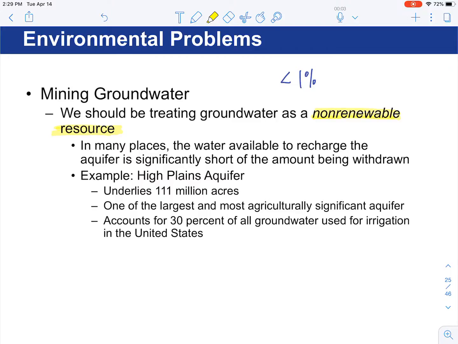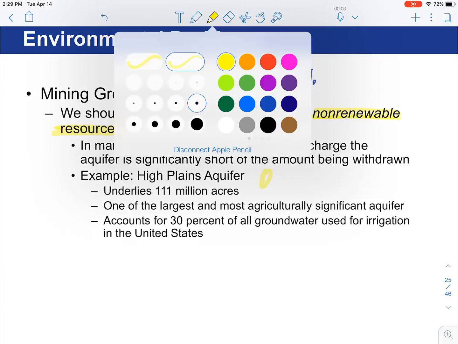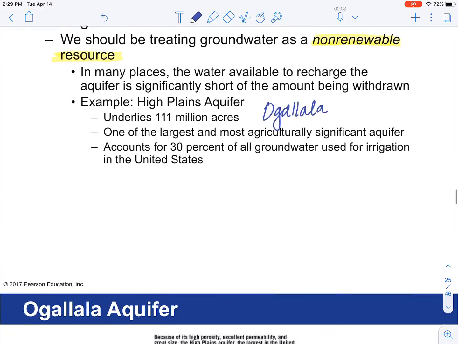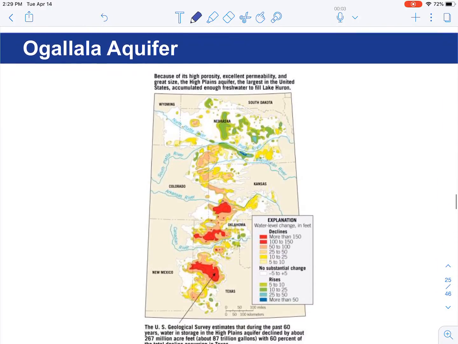And a great example of where this is happening right now is in the central United States, something called the Ogallala or High Plains Aquifer. So let me show you what that looks like.